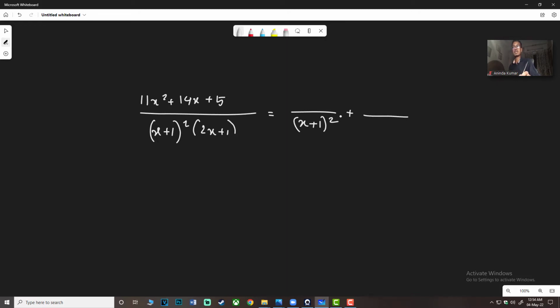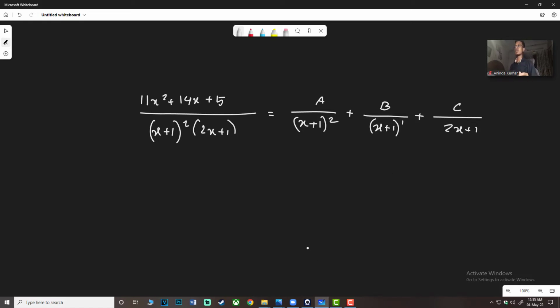Now we also have to take a lower power of x + 1 until we reach the power of 1. We have already reached 1, so we stop here. And we take 2x + 1. And here we have A, B, and C.